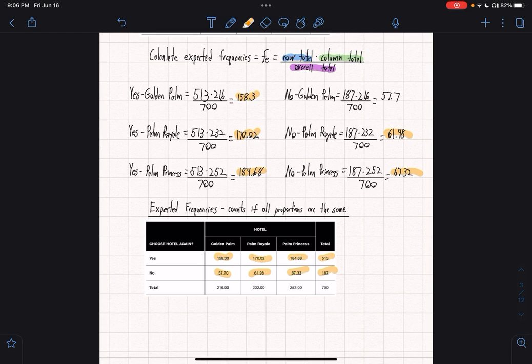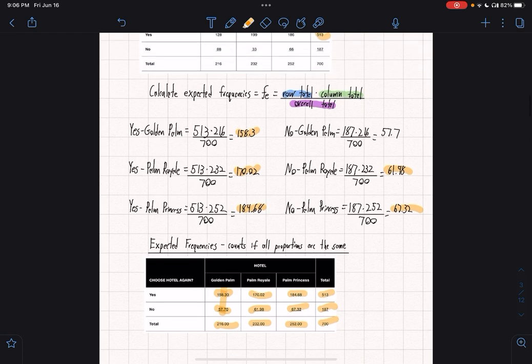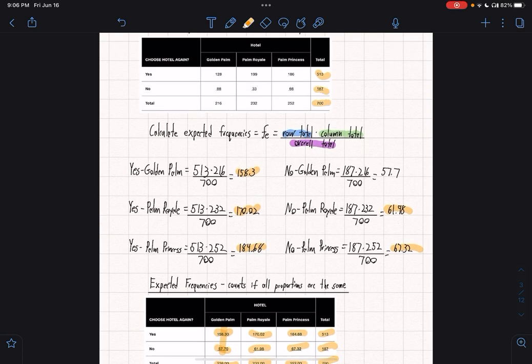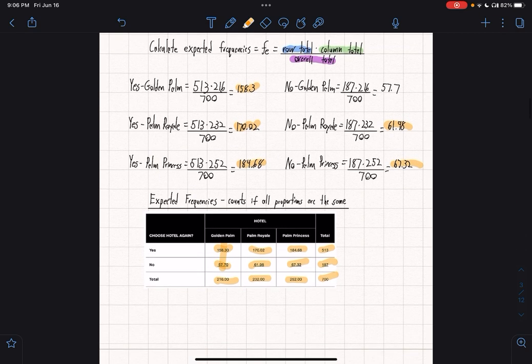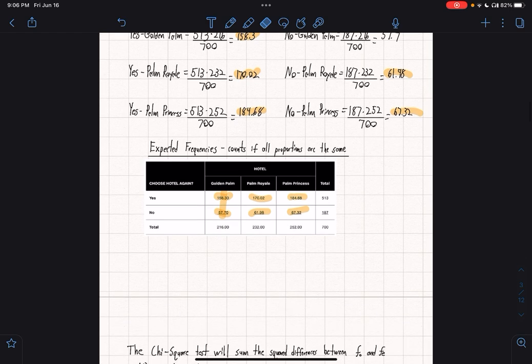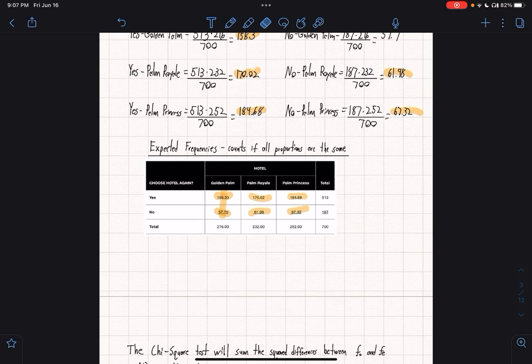And same if you add up this way, you would get 216, 232, 252, and 700, which are all the same here. All of our total numbers are exactly the same. It's only the middle of the table, which I have highlighted down here, that are the expected values.